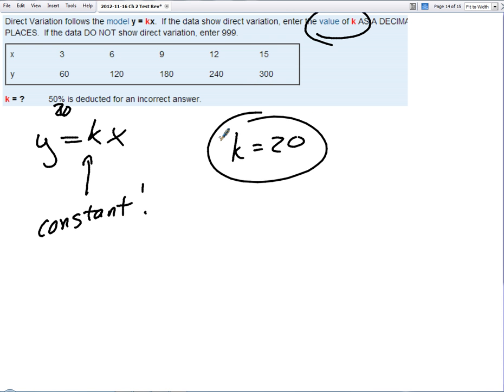Now, if even one of these points hadn't worked, if k had been different for one of those ordered pairs, then it's not constant and it's not direct variation. And then we would just enter 999.